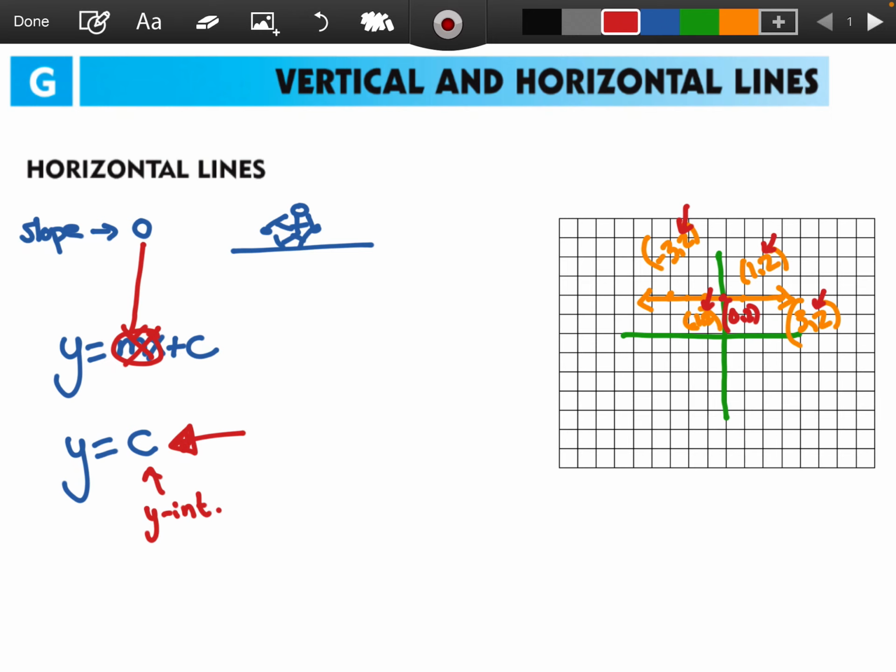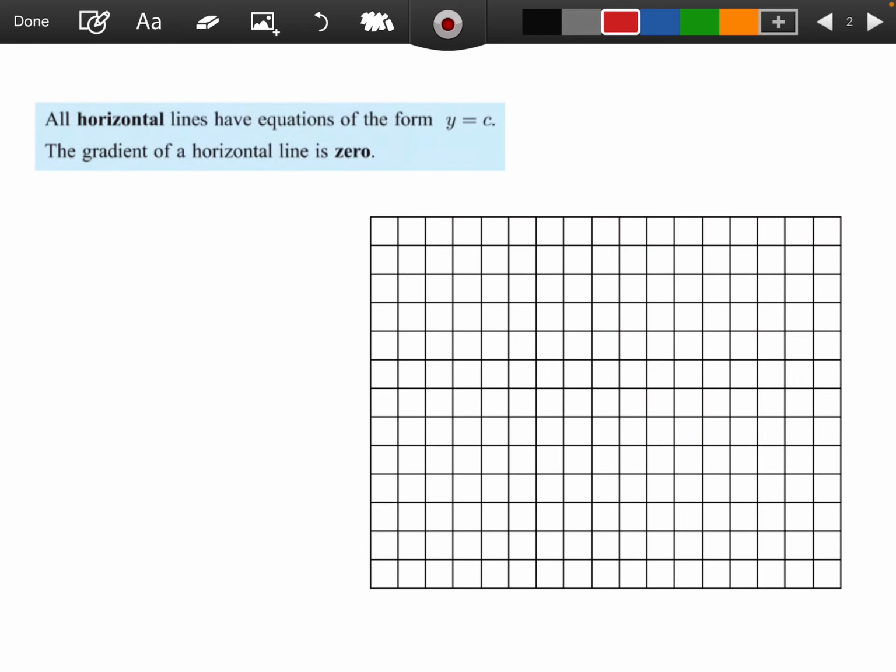Now where students get mixed up is that the y is the vertical, so they always want to make y equals a vertical line, but it's not. The x is irrelevant with a horizontal line. It is only the y coordinate that matters. So reduce it down to this hard and fast rule. All horizontal lines have the equation y equals c because the gradient of a horizontal line is 0.